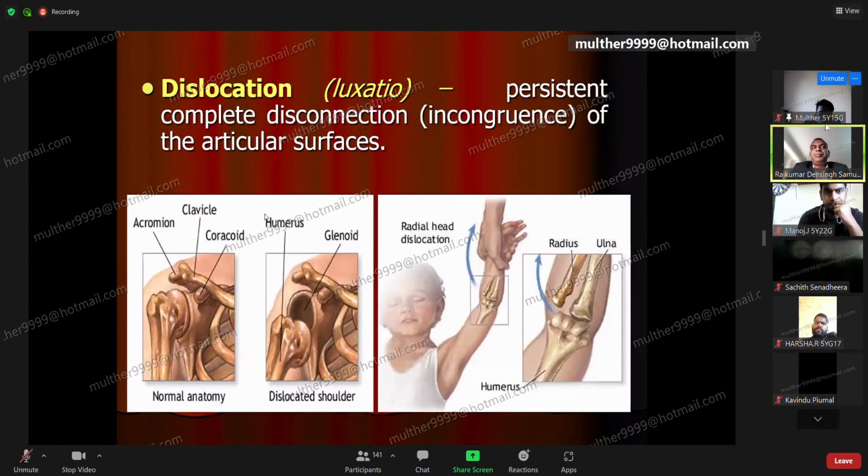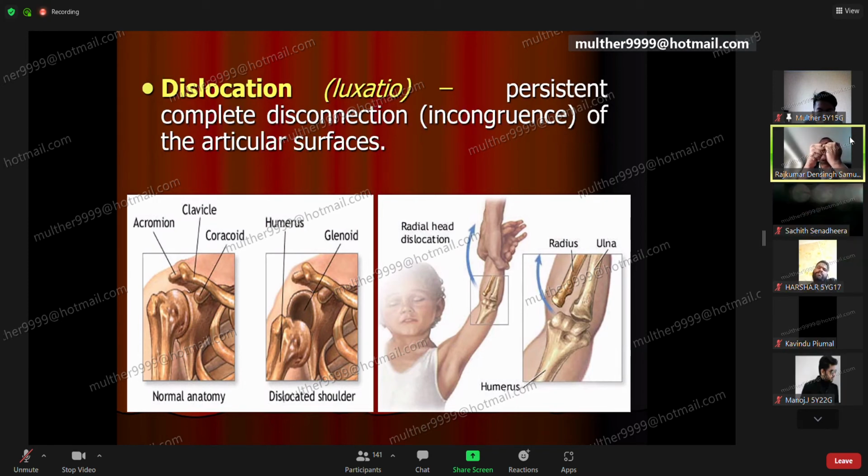And next thing that we can see, this condition happens in the joint. What happens in the joint? A joint is composed of two articulating surfaces. Maybe it is a cavity and a head articulating. So what is dislocation? In Latin it's luxatio. What does luxation mean? Complete loss of articulation. If you take a joint, the articulating surfaces are completely disconnected. So complete loss of articulation is called dislocation or luxation.